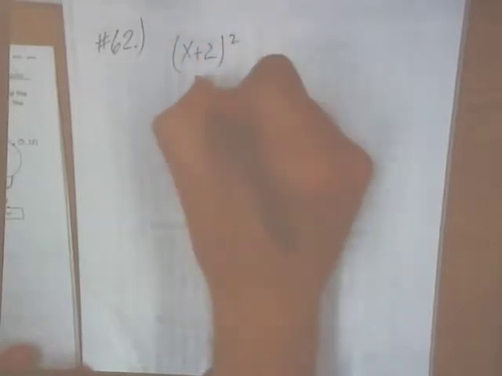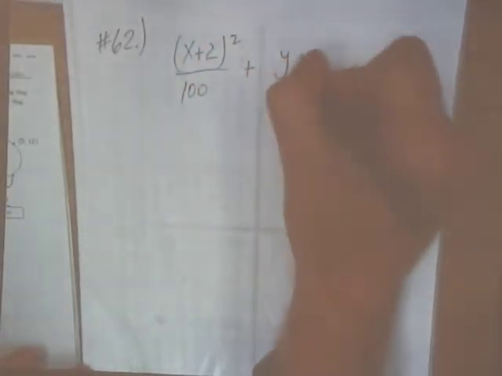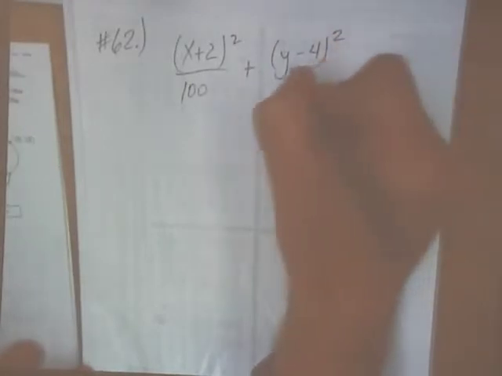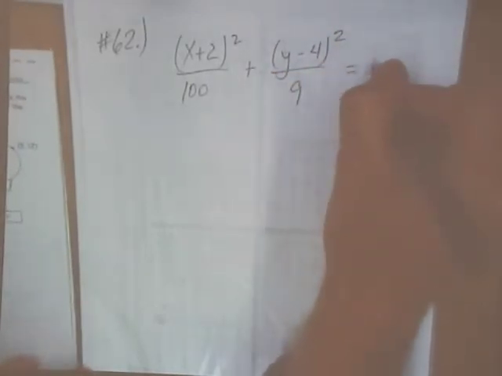All right, 62. What type of conic is this? Ellipse. Ellipse, very good. Wants to know the length of the major axis. So is it a horizontal major or a vertical major? Horizontal. It's horizontal, it's going in the x direction, right? So what's the total length? 20. 20, right?